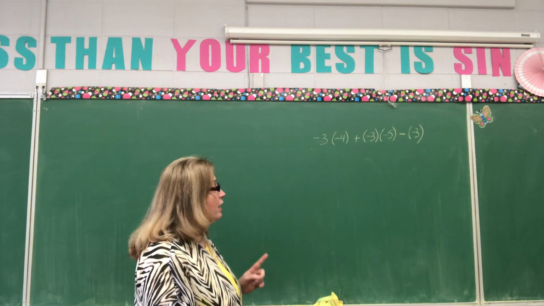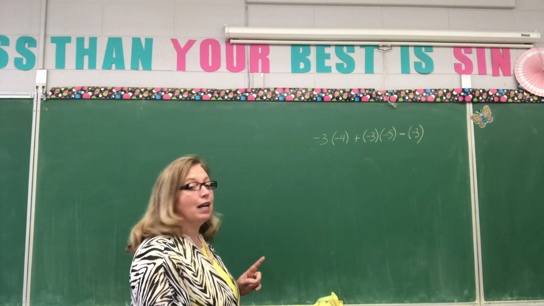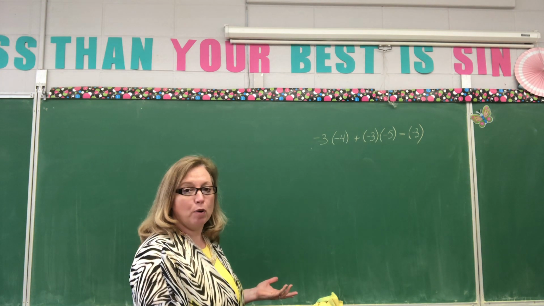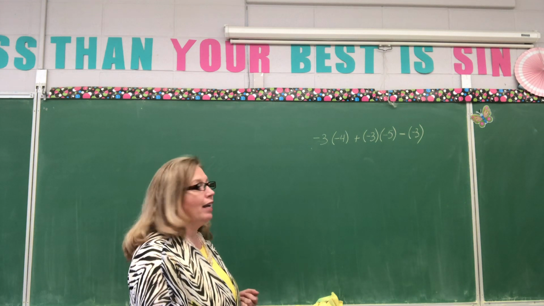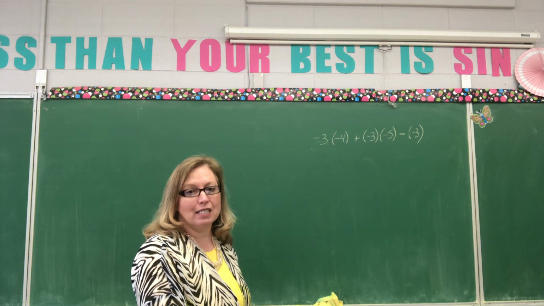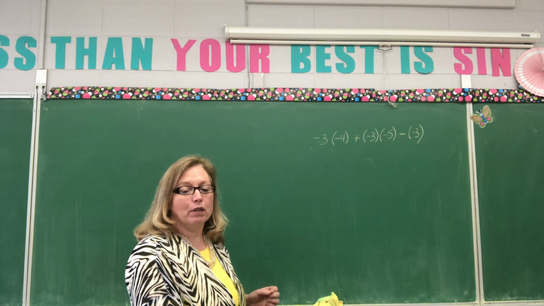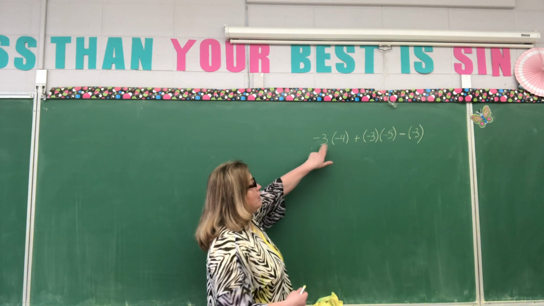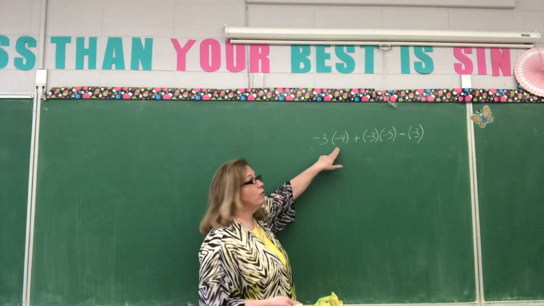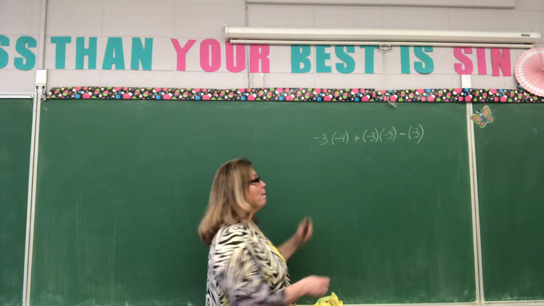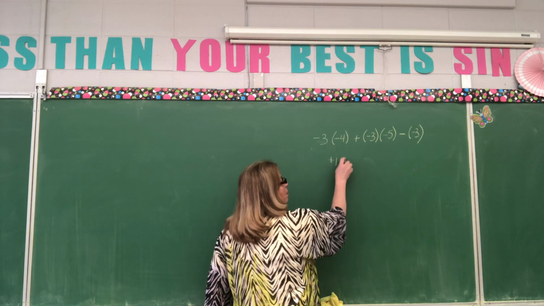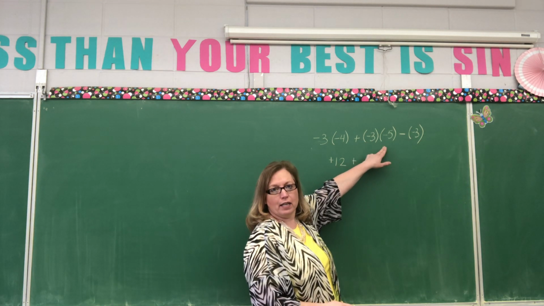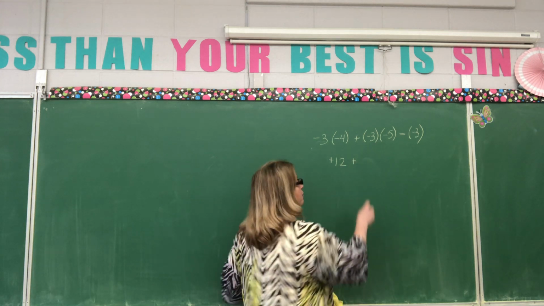-3 times -4 plus -3 times -5 minus a -3. This is the exact problem that was on a recent quiz, and more than half of you missed it, okay? You missed it, I believe, because it was a silly mistake. So let's walk through it. 3 times 4 is 12, since they're both negative, it is a positive 12, okay? Then we're going to add to that -3 times -5, which is positive 15.